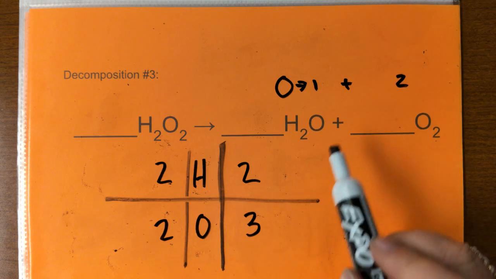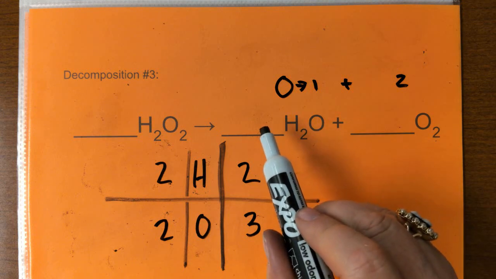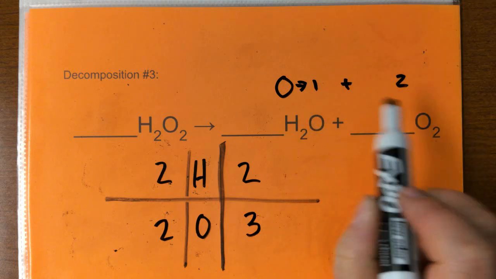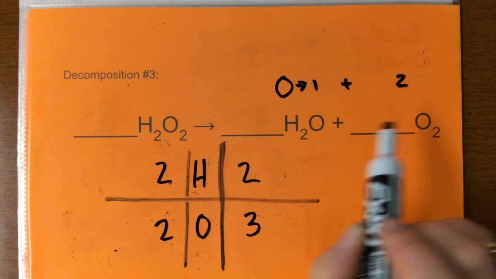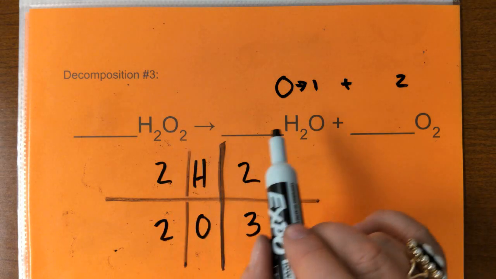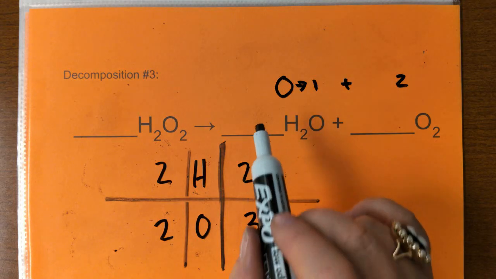I want to point something out. That's an odd number. So if I multiply that by an odd number, I'm only ever going to have an odd number of oxygens on this side. I'm never going to have an odd number on this side. So we have to be careful about what we put here. I cannot put a 3.